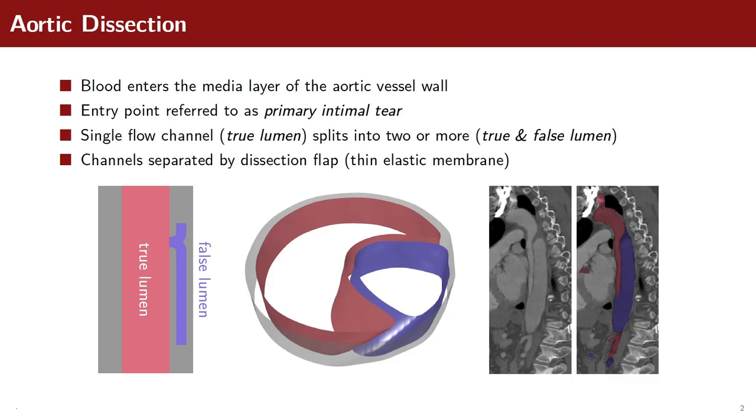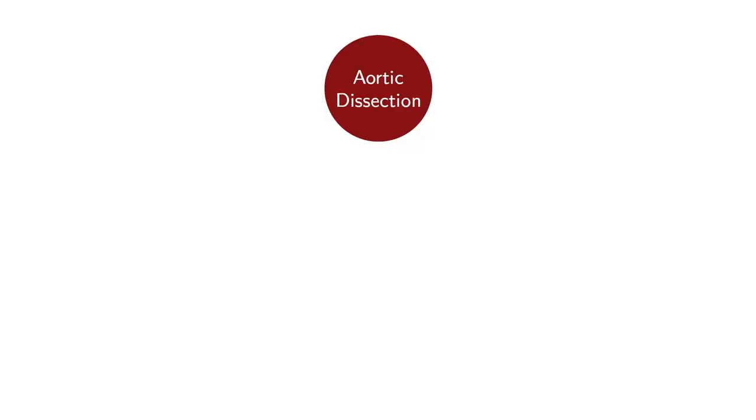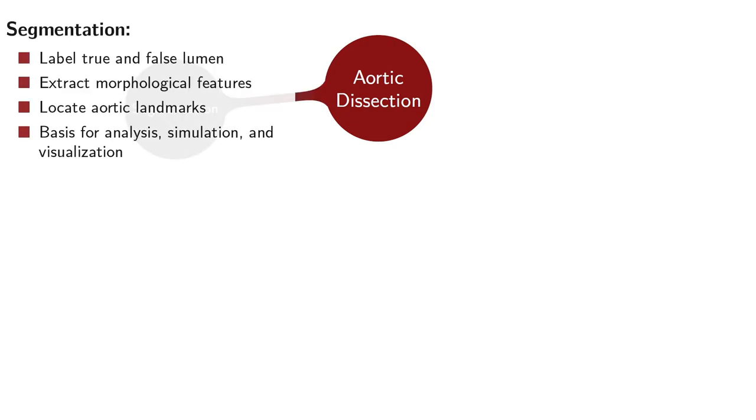On the right, we see a computed tomography angiography dataset that shows the true lumen mask in red and the false lumen mask in blue. A comprehensive perspective and understanding of the pathophysiology of aortic dissection requires a wealth of data that is analyzed and visualized in a meaningful way. To accomplish this, we start with the segmentation or labeling of data such as the true lumen and false lumen. Segmentation is also used to extract morphological features and to localize landmarks. It is the basis for subsequent analysis, simulation and visualization.